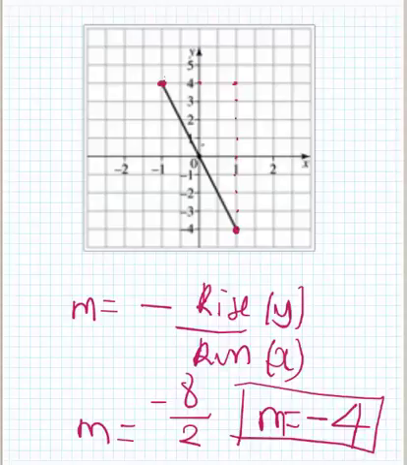Okay, so just be careful. This one was different for 2 reasons. 1, it was a negative gradient, and 2, the y-axis and the x-axis had different scales. So keep that in mind. Thank you.